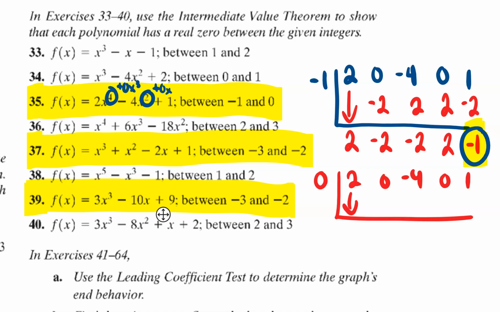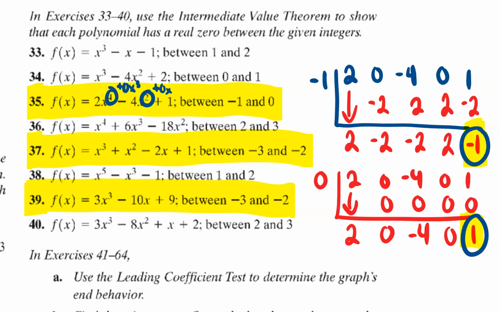But I'll do it the synthetic division way as well. 2 times 0 is 0. Add straight down, we get 0. 0 times 0 is 0. Add straight down, I get -4. 0 times -4 is 0. Add straight down, I get 0. 0 times 0 is 0. Add straight down, I get 1. And again, that's the only number that I care about.